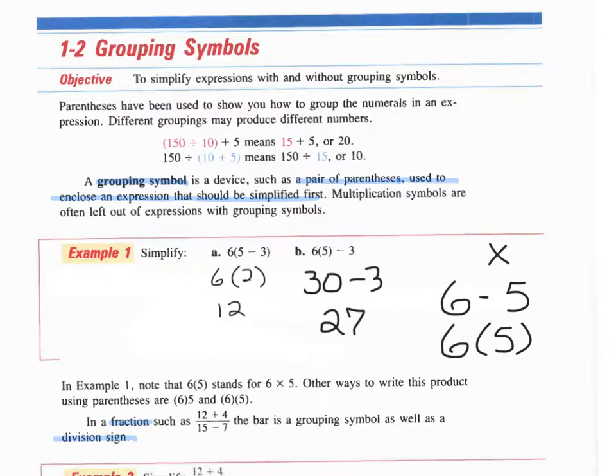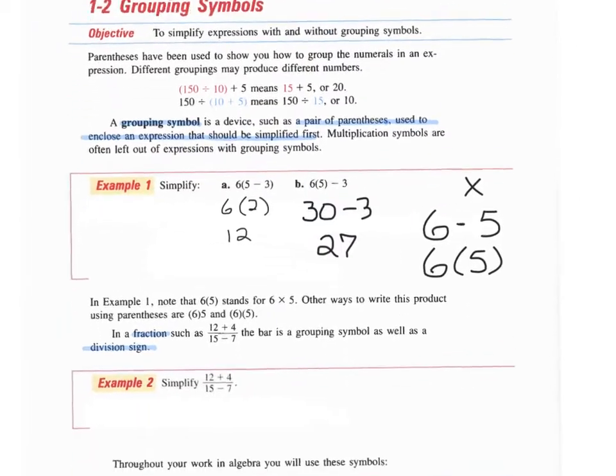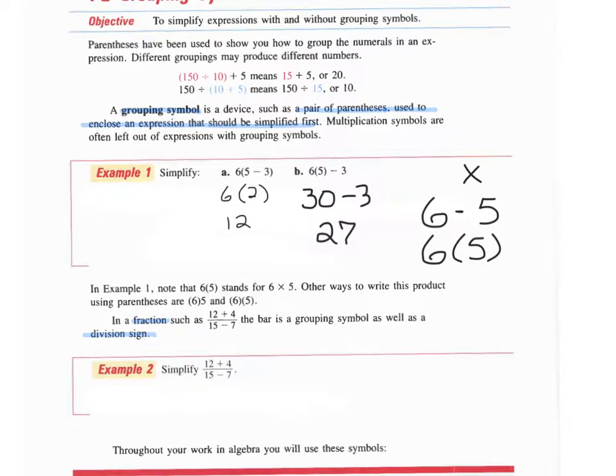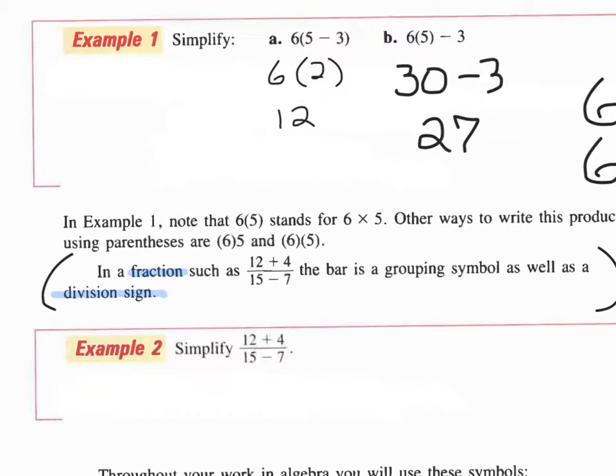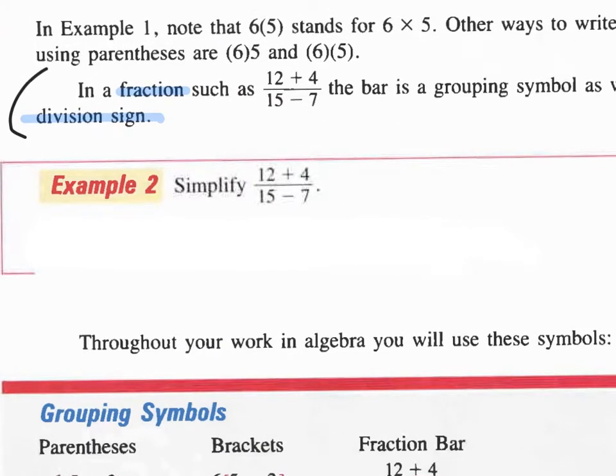Everybody good on these? All right, now another way to see a grouping symbol is you could see it as a fraction. So again, think of doing the whole numerator on this problem first, and then evaluate the denominator, and then we can simplify our fraction. So can anybody tell me what I need to do to simplify the numerator of example 2? Yes?